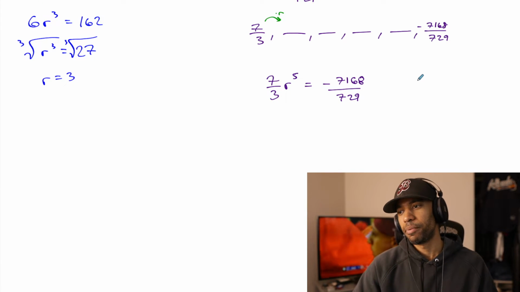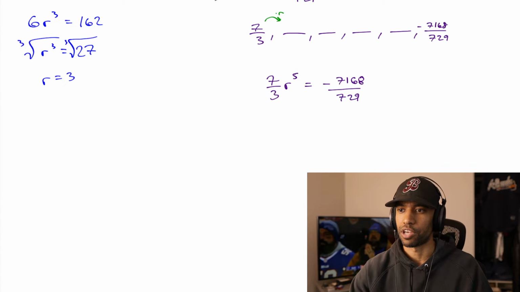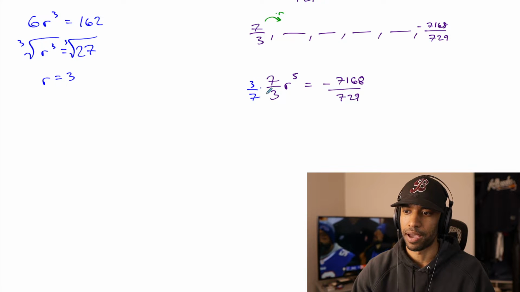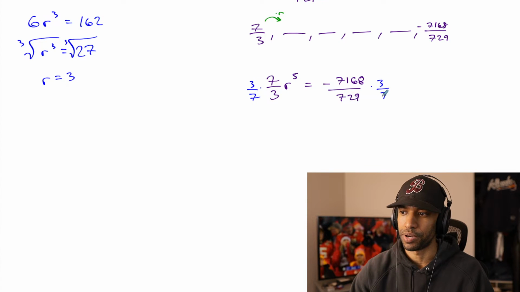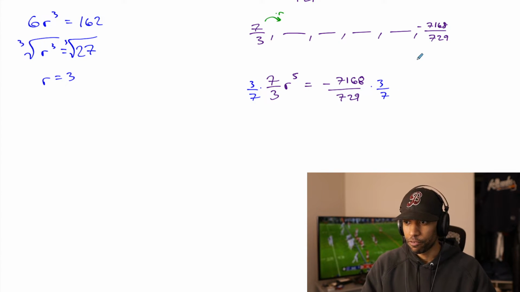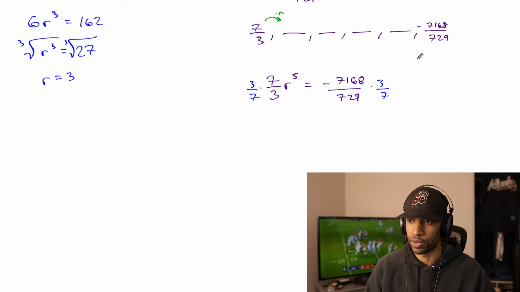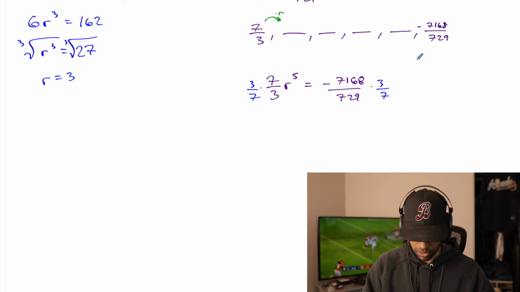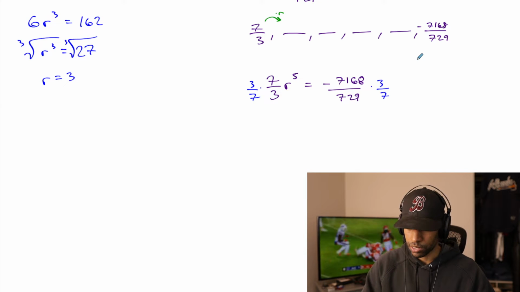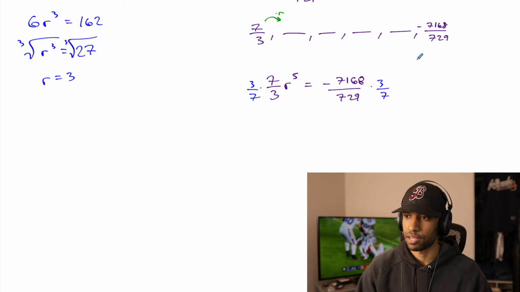Now, if I divide both sides by 7/3, that's also multiplying both sides by 3/7. Really hoping for some fraction reduction. I know 3 over 729 is 1 over, I think, 243. But 7168 over 7, I'm uncertain of. 7168 divided by 7. All right, that's 1024.